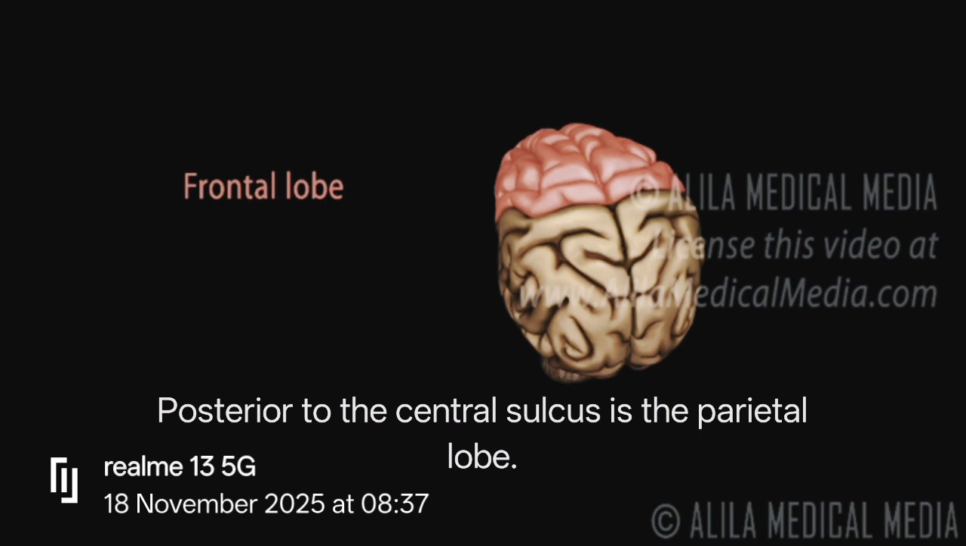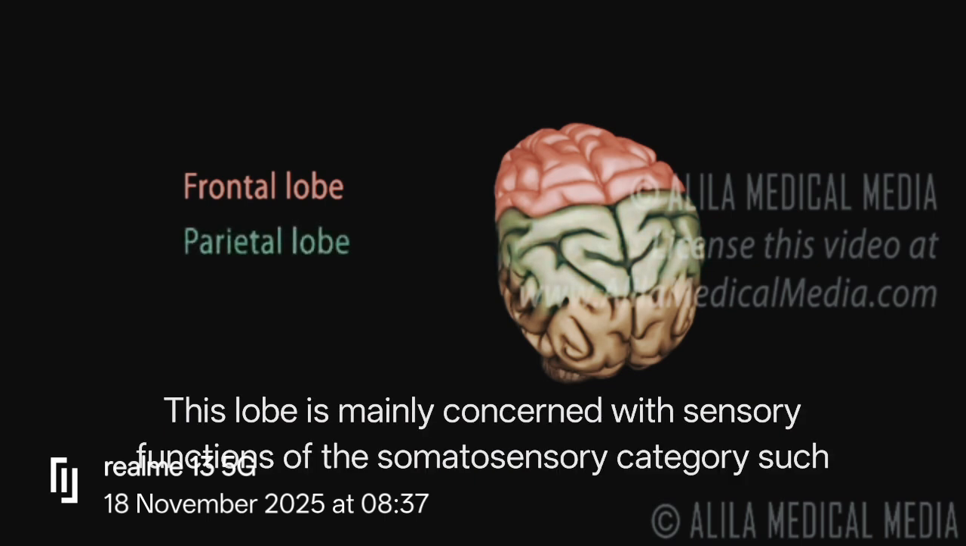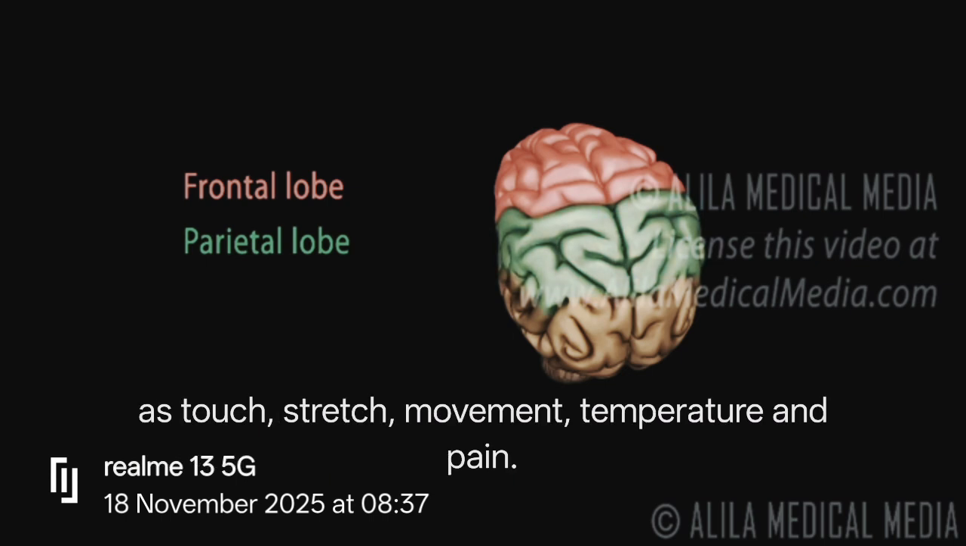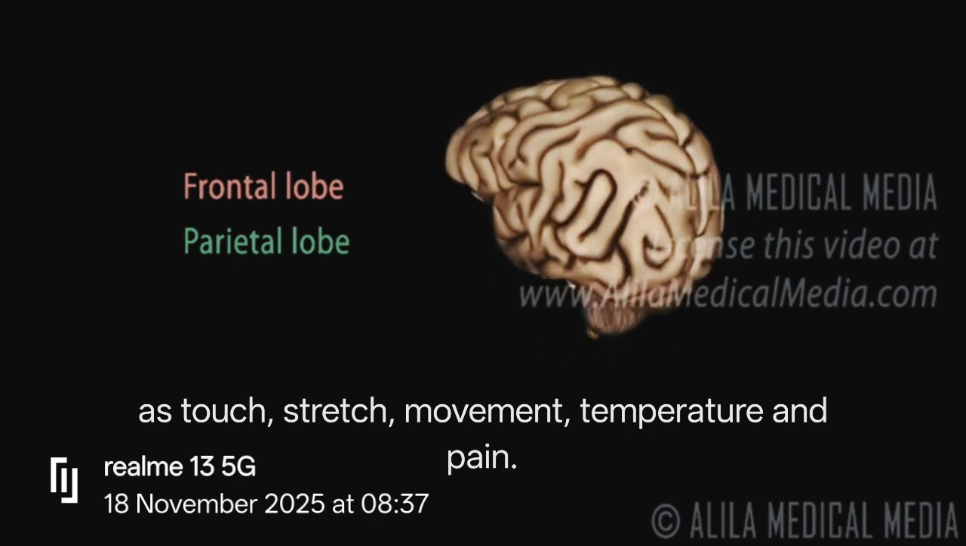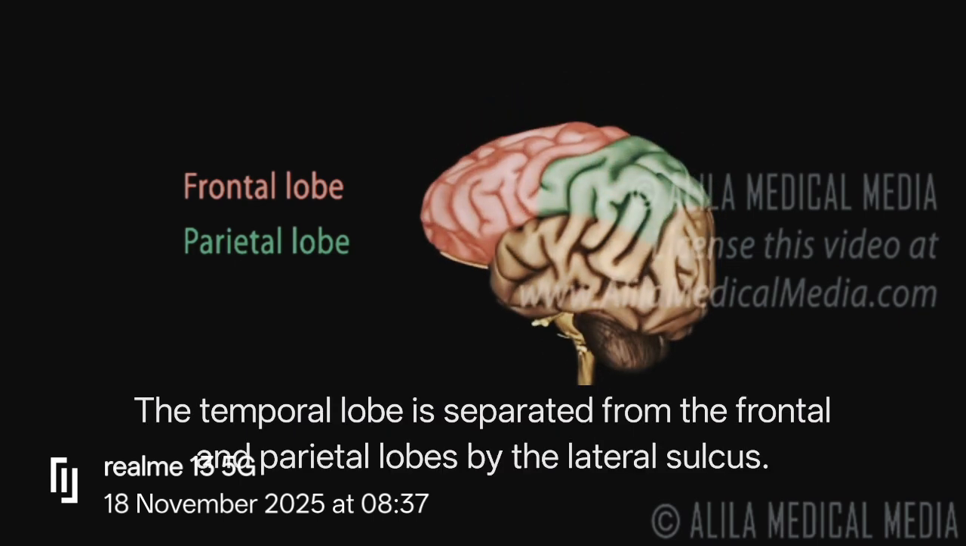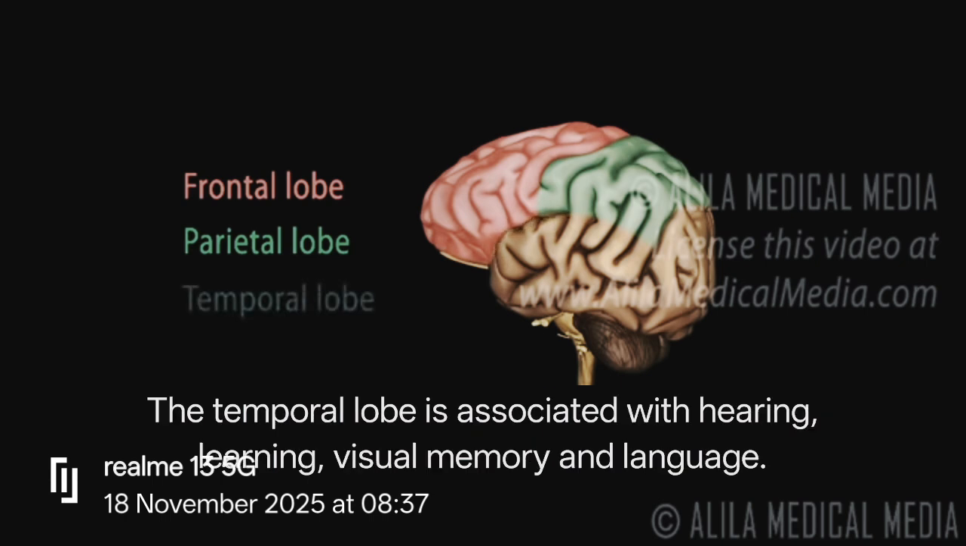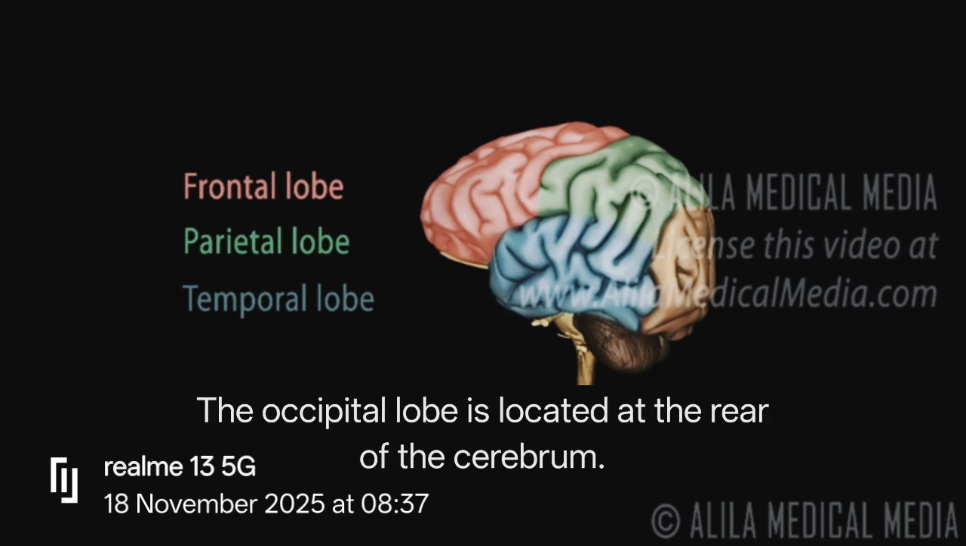Posterior to the central sulcus is the parietal lobe. This lobe is mainly concerned with sensory functions of the somatosensory category, such as touch, stretch, movement, temperature, and pain. The temporal lobe is separated from the frontal and parietal lobes by the lateral sulcus. The temporal lobe is associated with hearing, learning, visual memory, and language.